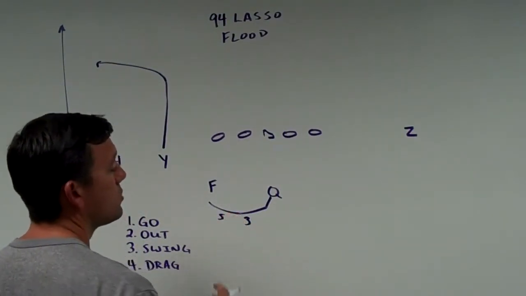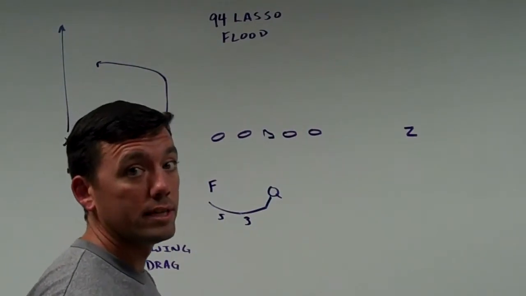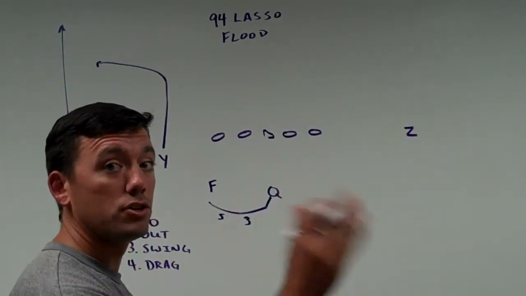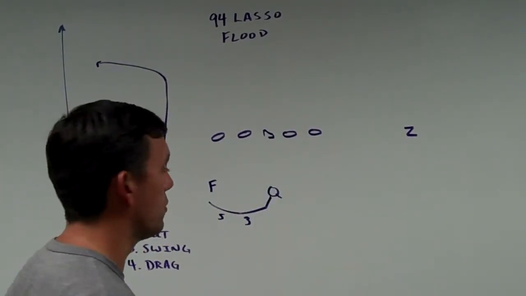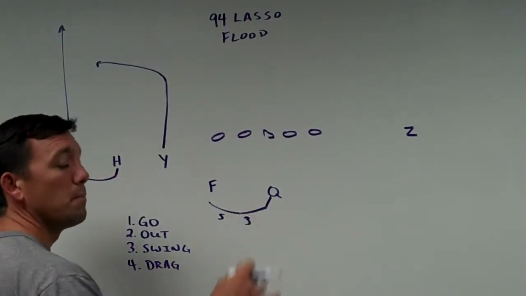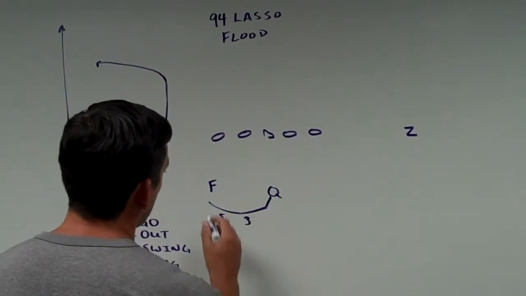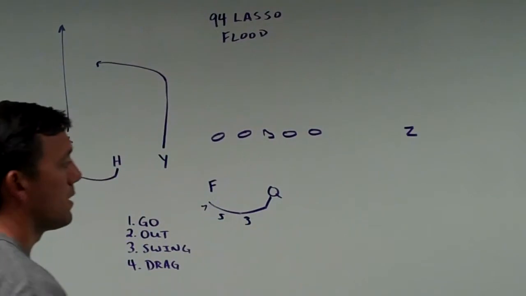By the 5th step, he should have his shoulders turned, his hips turned, his feet turned. He should be facing his target where he wants to throw the football. And by the 7th step, that ball should already be out. And so we should have the ball out by the 7th step.